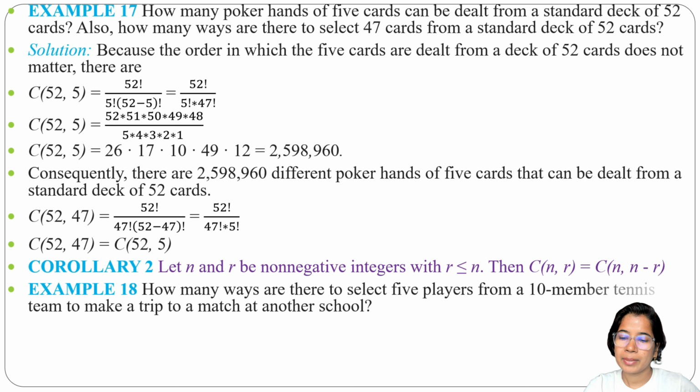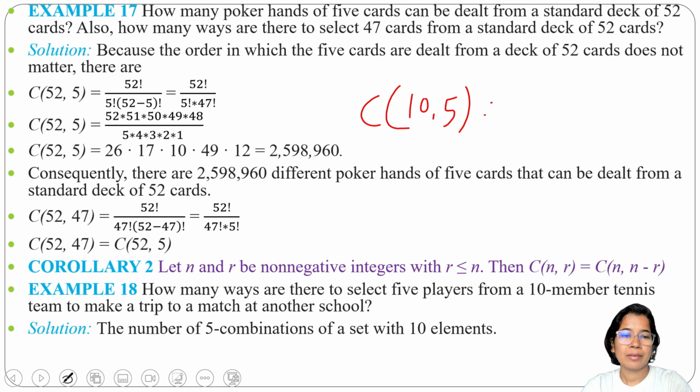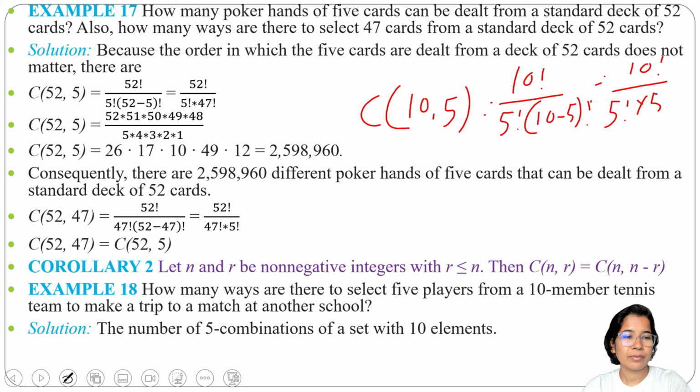Let's see another example, Example 18. How many ways are there to select 5 players from a 10-member tennis team to make a trip to a match in another school? How many ways can we select 5 players from 10 members? So it will be C(10,5), the combination of 10, 5. So C(10,5) equals 10 factorial divided by 5 factorial multiplied by (10 minus 5) factorial, which equals 10 factorial divided by 5 factorial multiplied by 5 factorial.